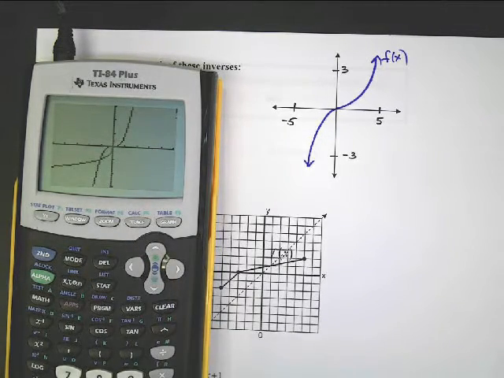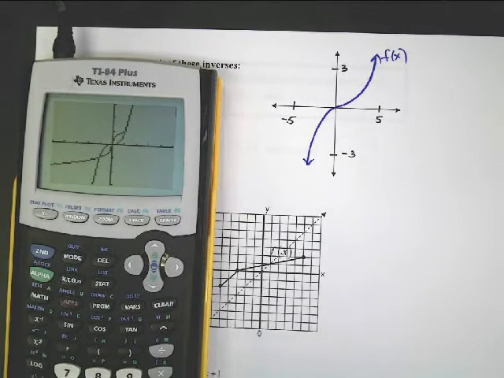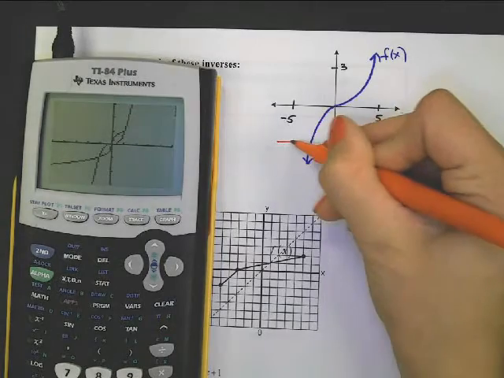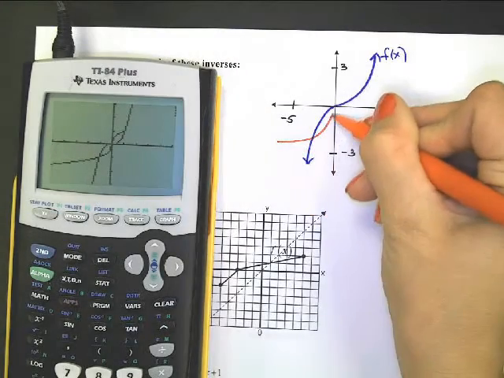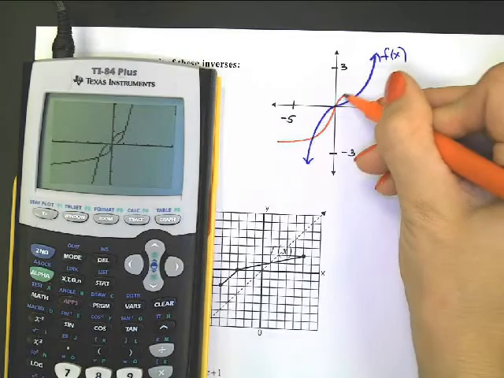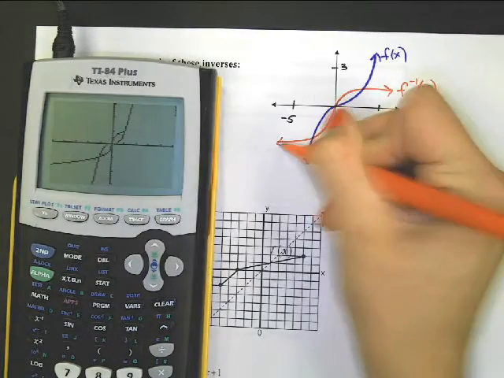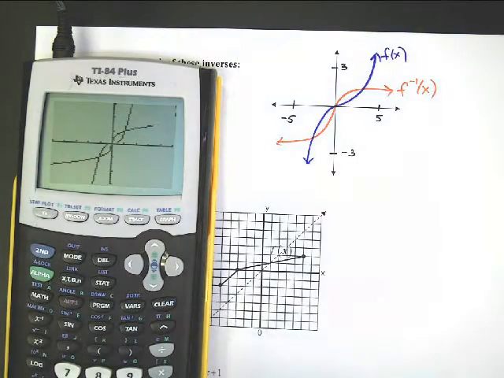And here comes the inverse. In fact, you could stop it if you want. I'm going to graph the inverse now. And it's going like this, and then it looks like it's crossing over there like that. This is f inverse of x. Let's have it keep finishing.